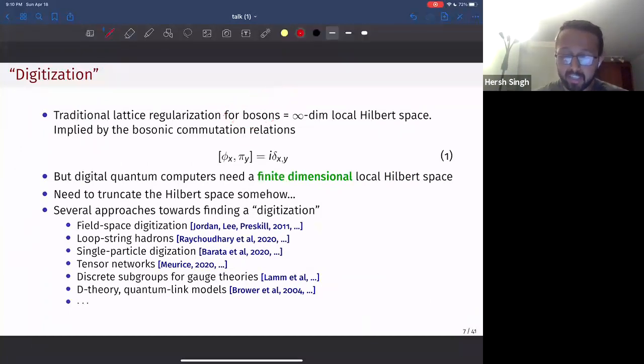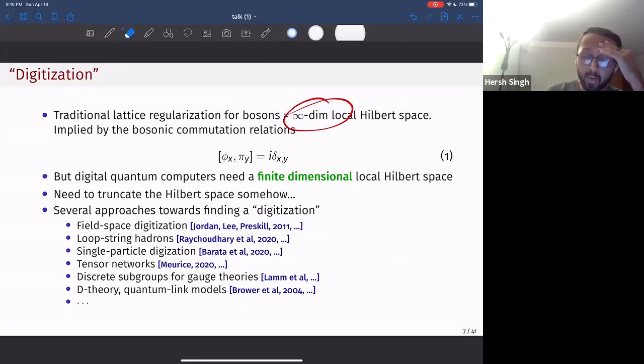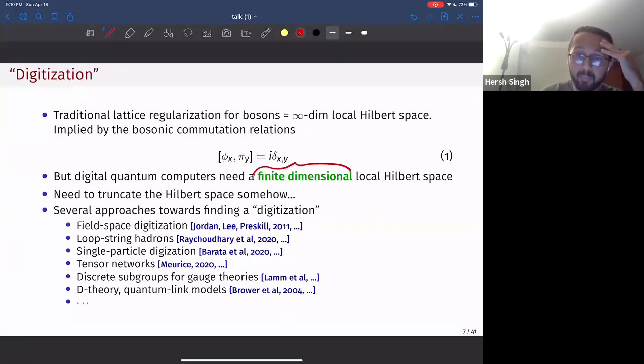This kind of a theory inherently has an infinite dimensional local Hilbert space, by which I mean it's infinite dimensional at each lattice site. And that's implied by just the commutation relations of the bosonic field variables, right? This algebra cannot be satisfied by any finite dimensional Hilbert space. Okay, but that's a problem, because we're not going to be able to do infinite dimensions on digital quantum computers.